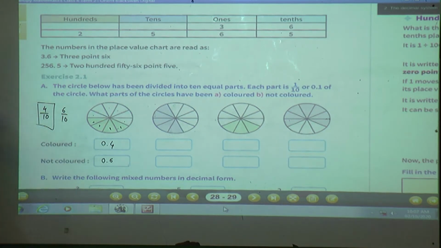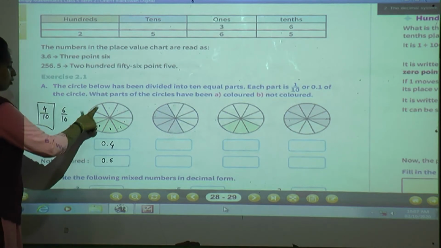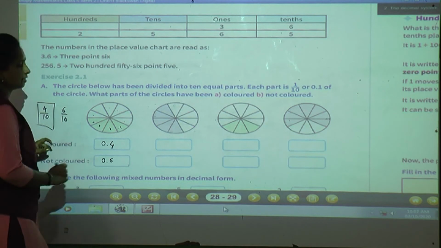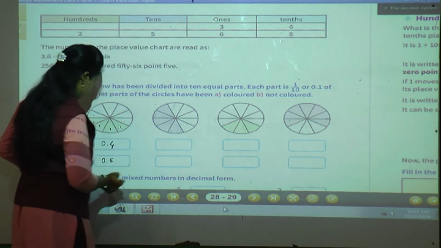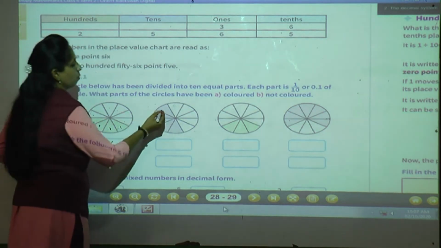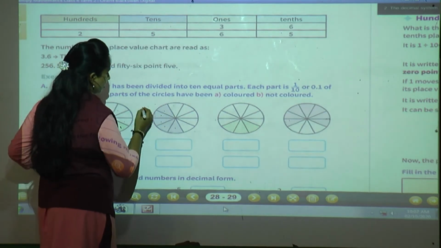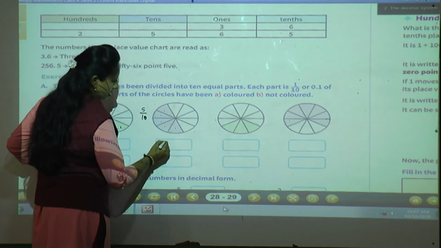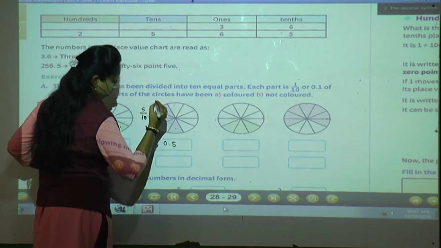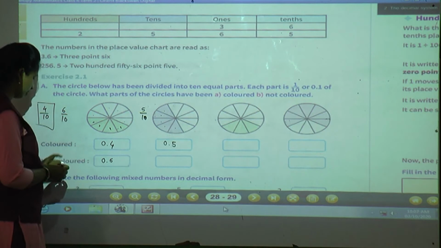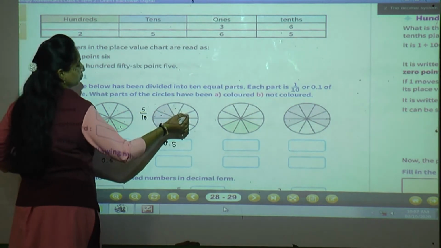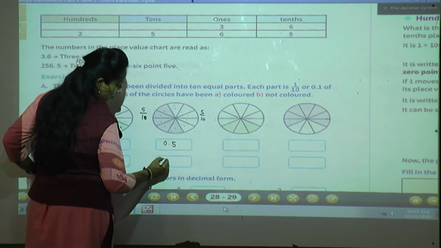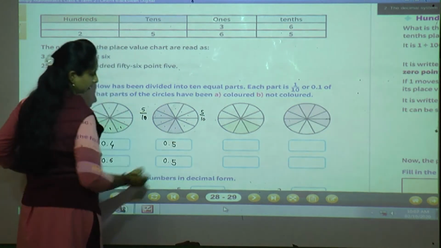Are you getting? Yes. And how many parts are not colored? 6. So 0.6. Now the next example. Now see how many parts are colored. 1, 2, 3, 4, 5. This is rough work. 5 upon 10 means 0.5. And how many parts are not colored? 1, 2, 3, 4, 5. Same. 5 upon 10 means 0.5.